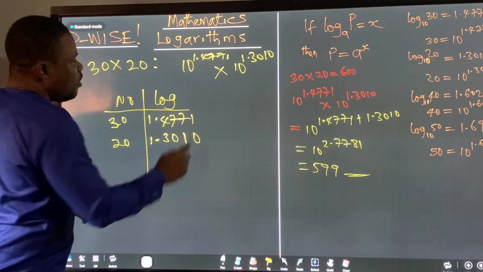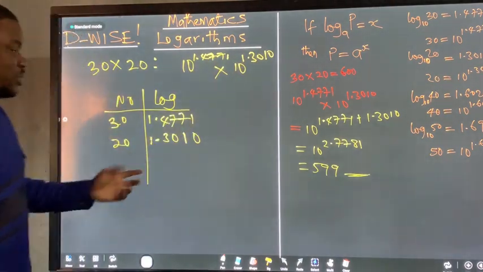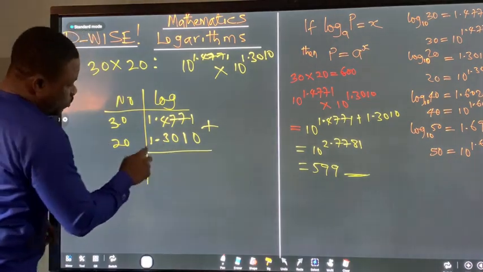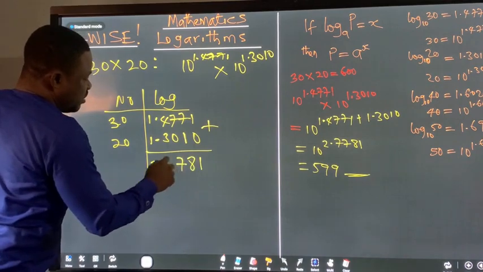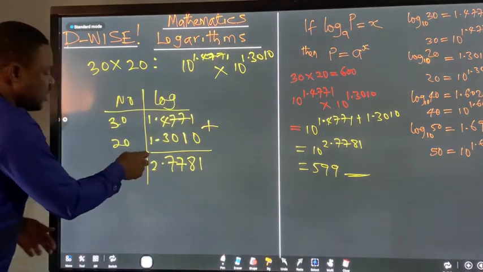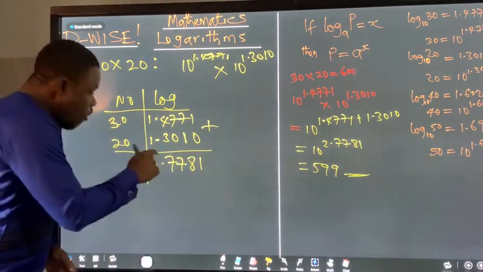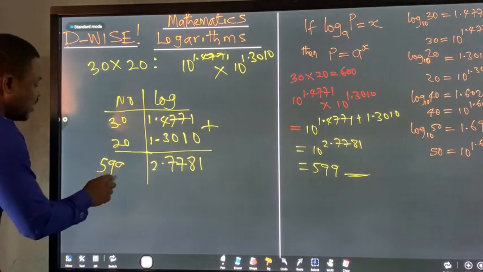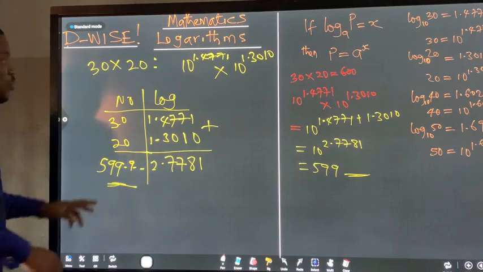Now when we're doing indices, when we have powers for the same base and multiplying, what do we do to them? We add. So we add this to give us 2 point, this is 1, this is 8, this is 7, this is 7, which is what we got when we did that stuff there. Then after you've gotten this, if you are doing it with log tables, or using your calculator, you now find the anti-log of this value. And then when you find the anti-log, you will get something about 599.9 something something something, which is approximately 600.